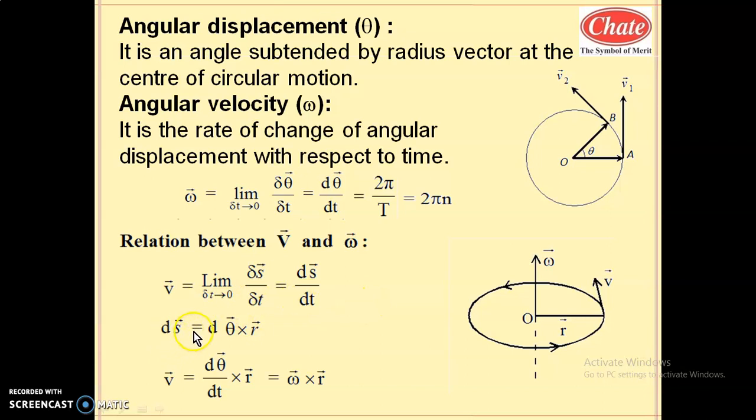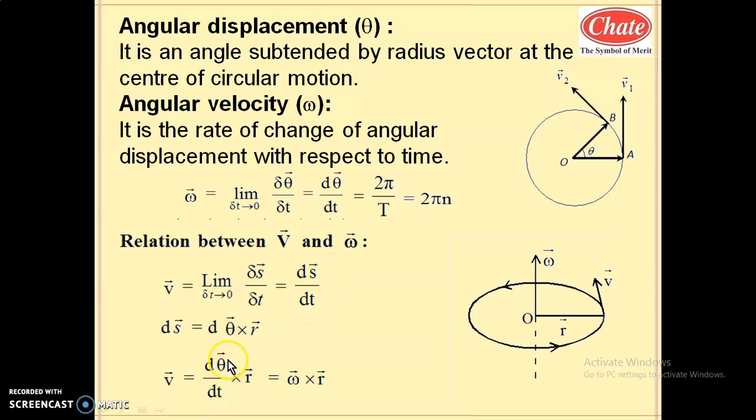So delta s is equal to delta theta cross r, by the concept of vector product. Substituting delta theta cross r in place of delta s, we get v equal to delta theta cross r divided by dt.